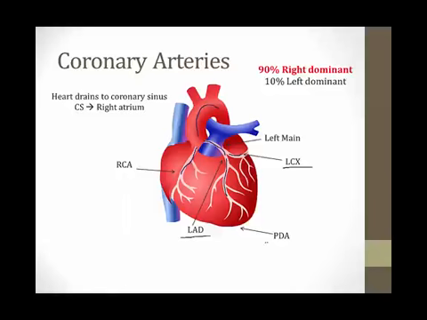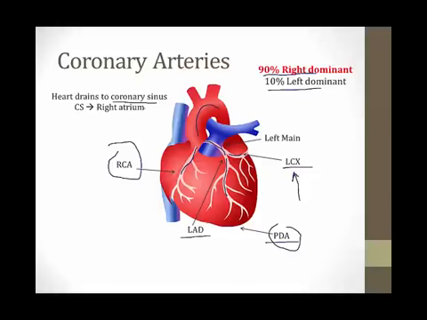The posterior descending artery is not shown in this picture, but it supplies blood to the inferior wall of the left ventricle. In about 90% of people, the PDA is a branch of the right coronary artery, and we call those people right dominant. In 10% of people, the PDA is a branch of the left circumflex, and we call those people left dominant. Venous blood that drains away from the myocardium goes into a structure called the coronary sinus, not shown on this picture.